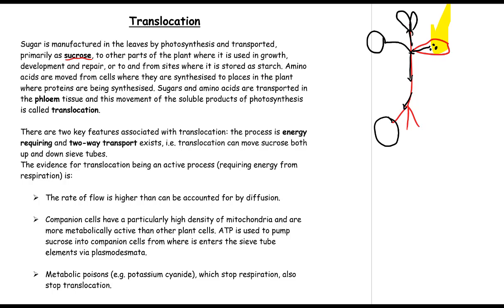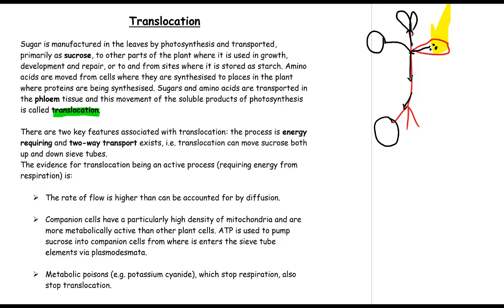Now, you don't actually need to know much about the process of translocation, but I think it's important to understand what's actually happening so that we can understand this little bit about the evidence of translocation. So sugar is manufactured in the leaves by photosynthesis and is transported primarily as sucrose to other parts of the plant where it is used in growth, development and repair, or to and from sites where it's stored as starch. Amino acids are also moved from cells where they are synthesized to places in the plant where proteins are being synthesized.